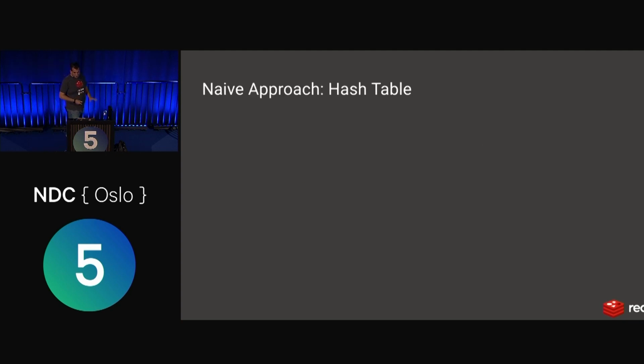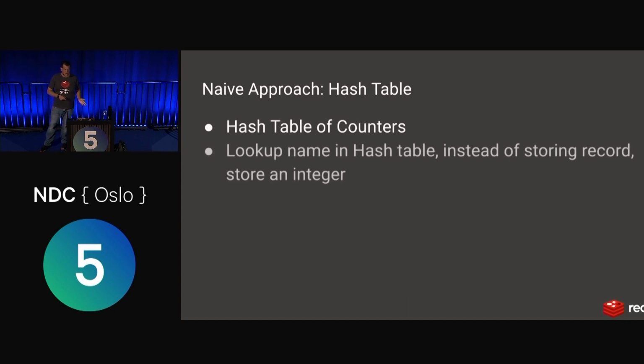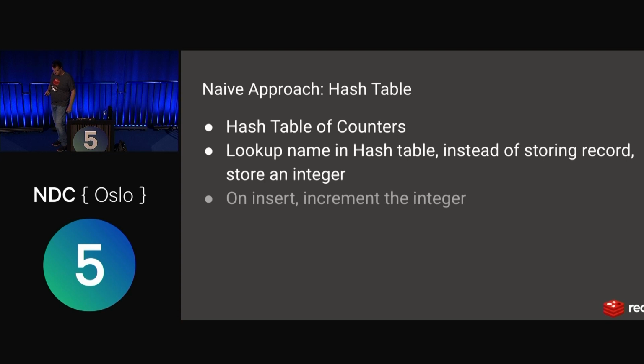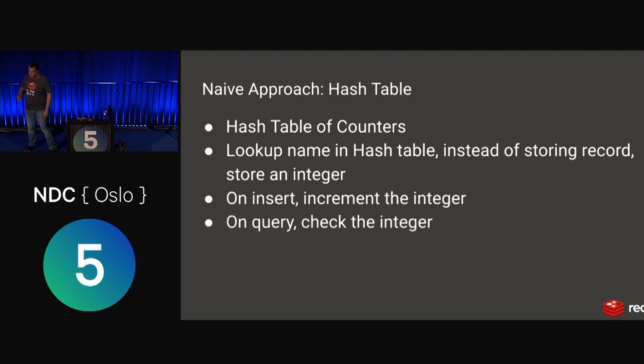But anyway, our first naive approach here is just to use a hash table, right? If you're keeping a count of things and you want to access them efficiently, probably the first thing you think of is, oh, I'll just keep a hash table with the keys mapped to counters, and each one of those counters I can increment as I see new stuff. So you look up the name in that hash table and increment. Instead of storing a record, you just increment it. And then on query, you just check whatever that integer is to see the actual current count of that item.